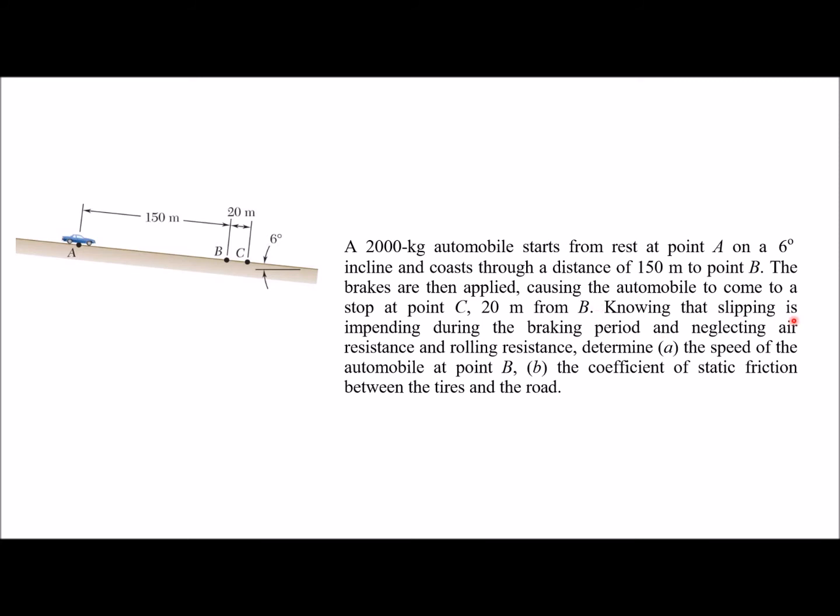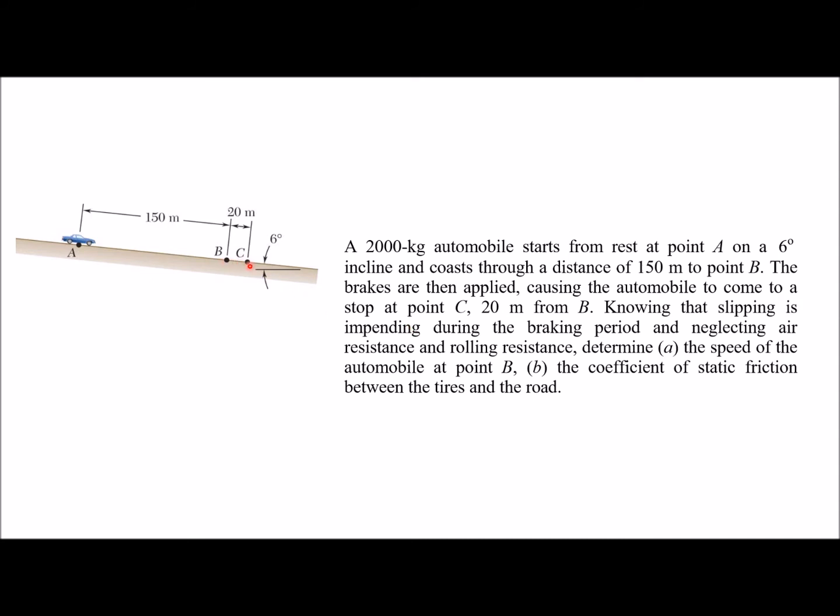Knowing that slipping is impending during the braking period, that means we're right at the edge of where that friction coefficient can't quite handle it anymore. Neglect air resistance, that simplifies it. Neglect rolling resistance. So all that we have stopping this guy is just the friction between the tire and the road. Find the speed of the car at point B. So we're just going to speed up to B. What happens here? And then we want the coefficient of static friction between the tires and the road.